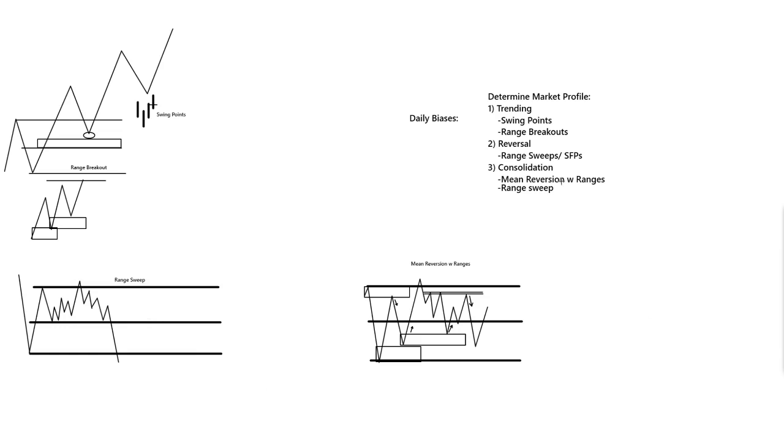And then the same thing for consolidation profiles. You can trade the same range sweep. And then when we go into examples, I'll show you examples of why I think SFP and range sweep are so similar. And then the last one is mean reversion with ranges.